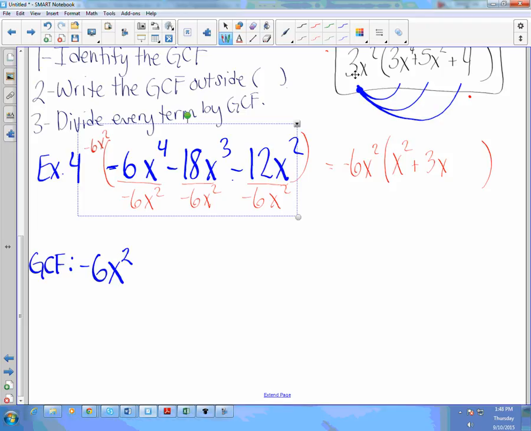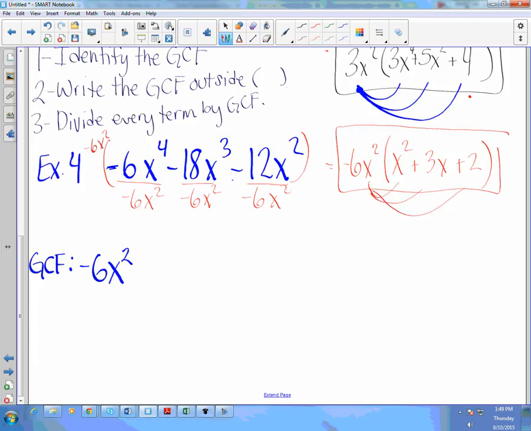Alright. Good job. Deja, what am I going to write for these two? The x's cancel out, so there's that answer. And if you want to check it's right, you just distribute it back in and make sure you get the original problem. Any questions? Anyone have questions?